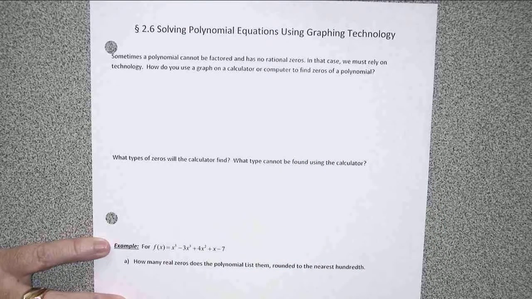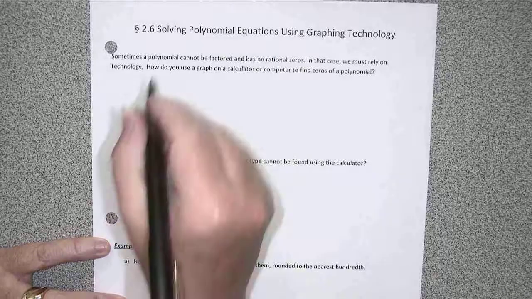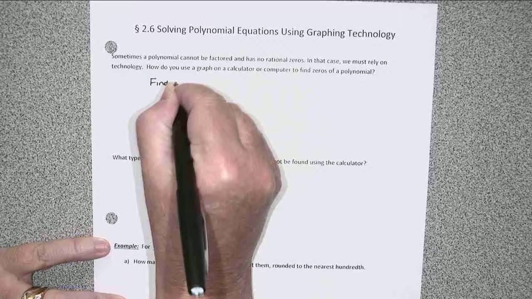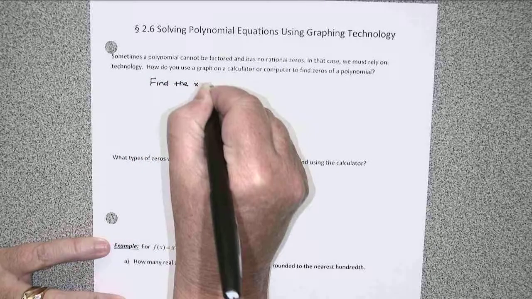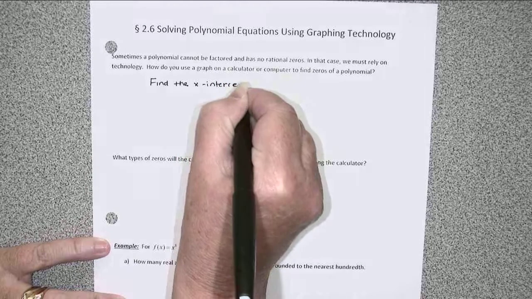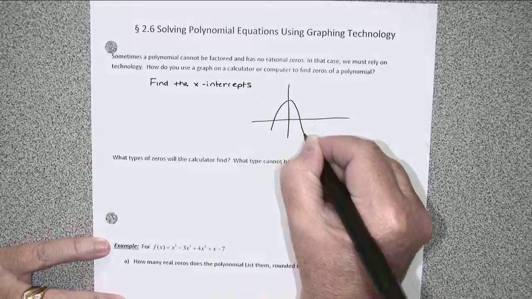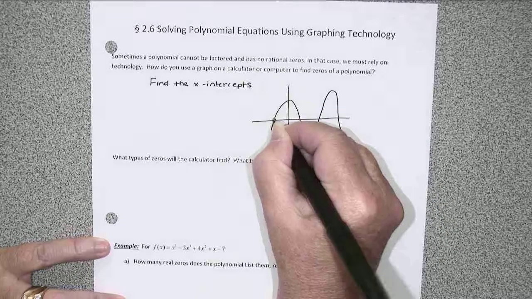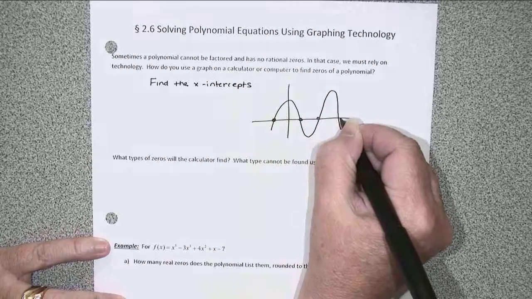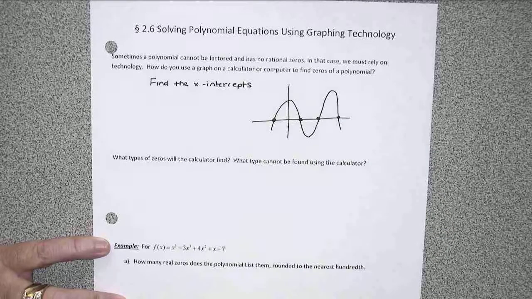How do you use a graph on a calculator or computer to find zeros of a polynomial? Well, we've done this before with quadratics. We know that the zeros are the same as the x-intercepts on the graph. So wherever our polynomial happens to cross the x-axis, those are the zeros of the polynomial, or at least some of the zeros of the polynomial.